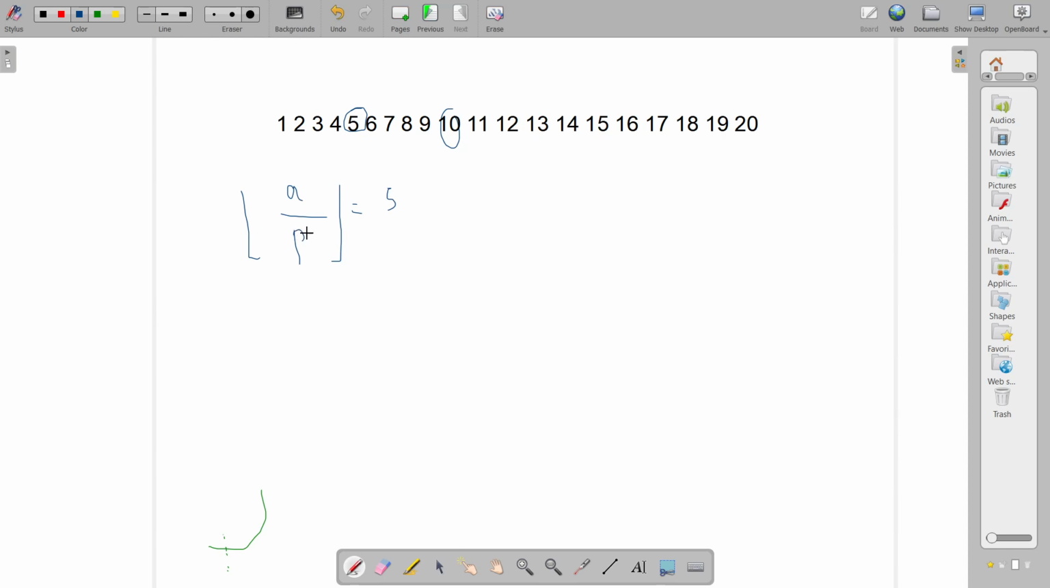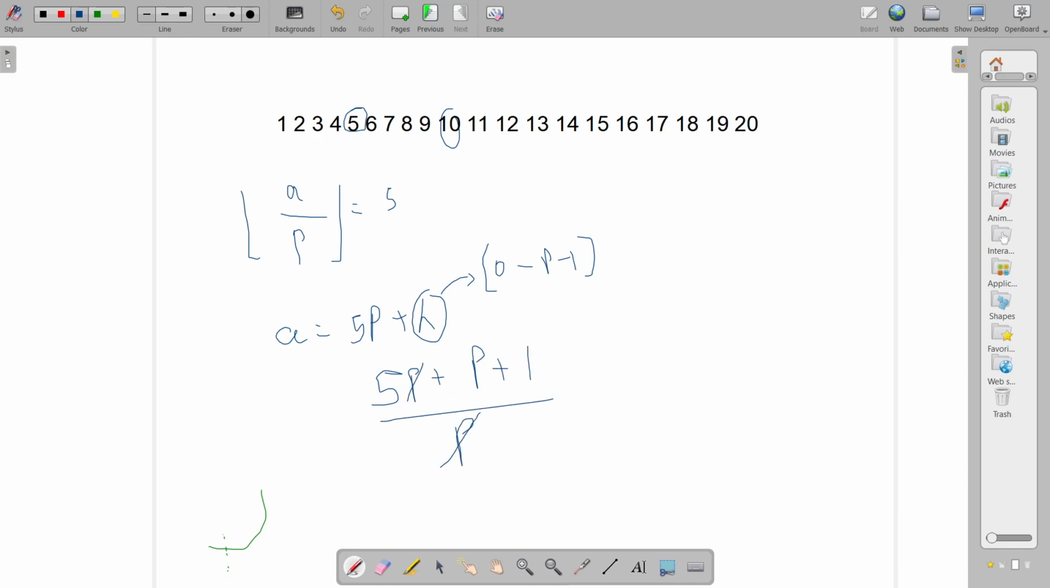So I need to figure out, from this equation, what the ranges would be. What I can do is write A as 5P plus some lambda, because I'm taking the floor operation. Can you figure out what the range of lambda would be? The answer is, it would be from 0 to P minus 1. Why? Because suppose it's greater than P minus 1, let's say it's P plus 1. When I divide this by P, the P would cancel, so I would get 6 plus something. It would no longer be 5. But until P minus 1, it's 5.